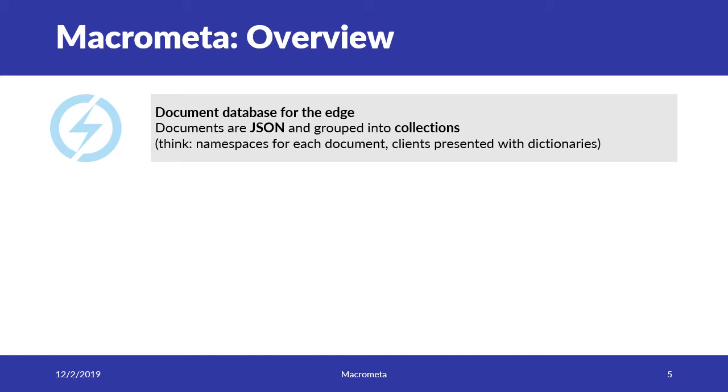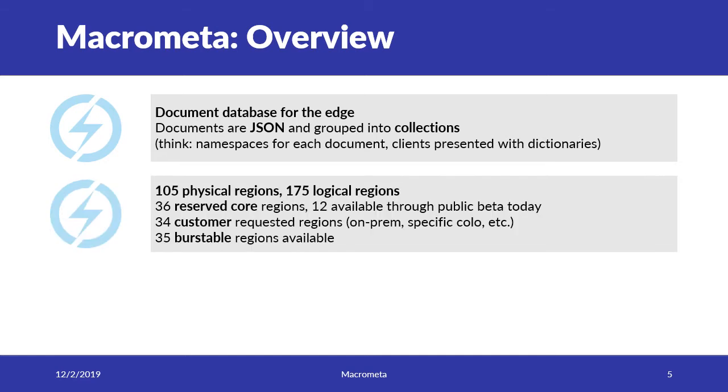So we can think of collections as namespaces, and documents basically are dictionaries that are presented through rich clients to the user in the idiomatic way for the programming language of the client that they're using. It's located in 155 physical regions with 175 logical regions, because many physical regions have multiple fault zones, so those can be subdivided into additional regions that can be deployed into.